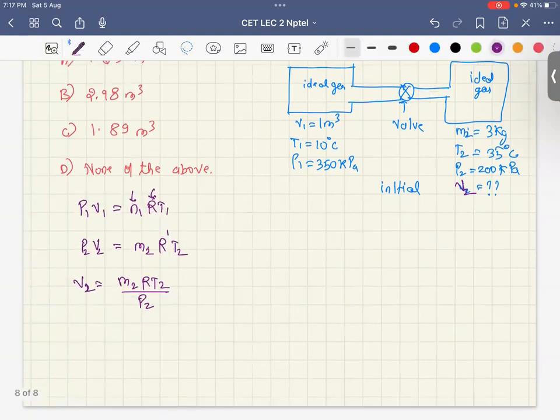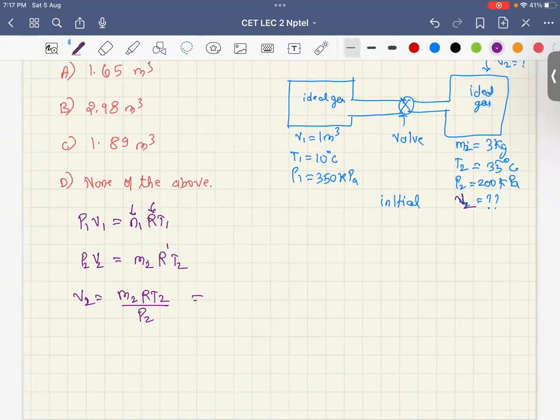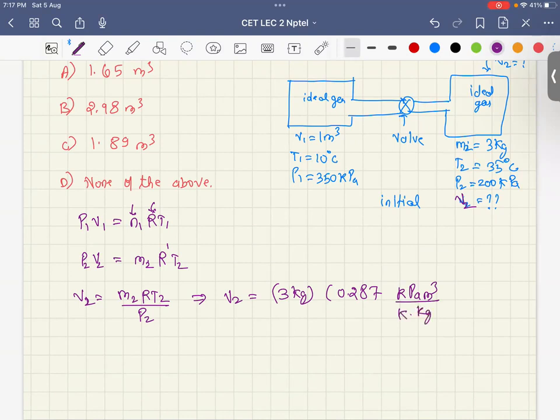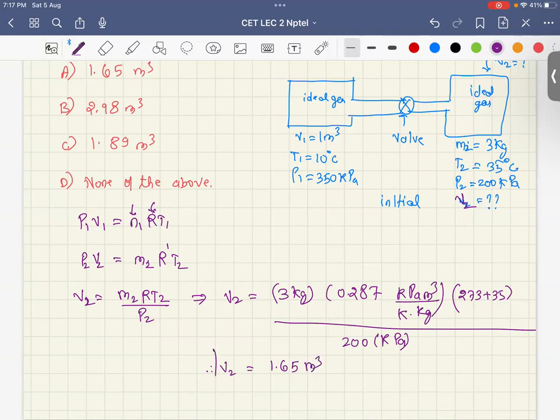Okay. So V2 is nothing but M2, which is 3 kg, multiplied by 0.287 kilopascal meter cube by Kelvin into kg, multiplied by T2, which is nothing but 273 plus 35, divided by 200 kilopascal. Therefore, V2 comes out to be 1.65 meter cube.